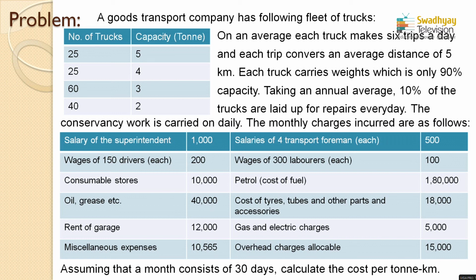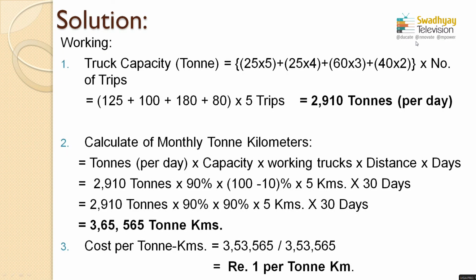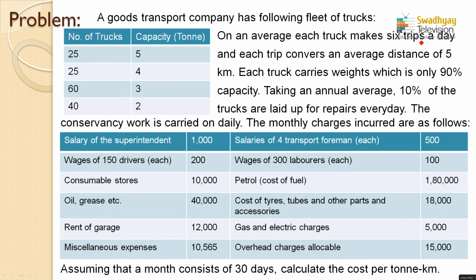See, the goods transport company has the following fleet of trucks. On an average, each truck makes 6 trips. This is your first important item which you need to identify. How many trips? 6 trips. Because of the 6 trips you can identify how many trips there are per vehicle a day: 6 trips a day. Each vehicle has a minimum of 6 trips a day.